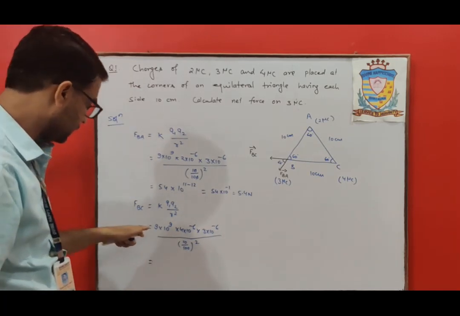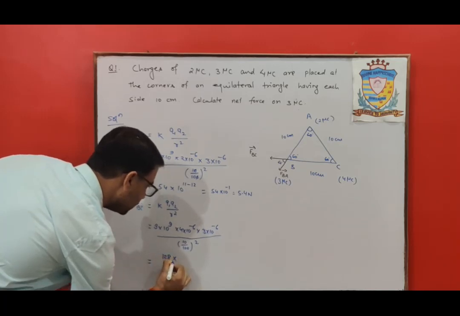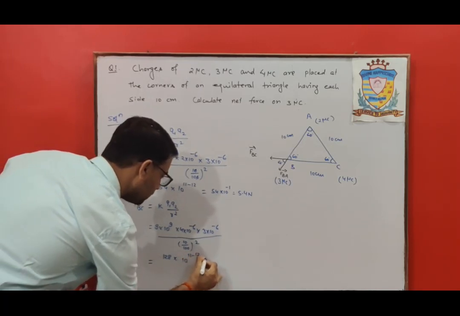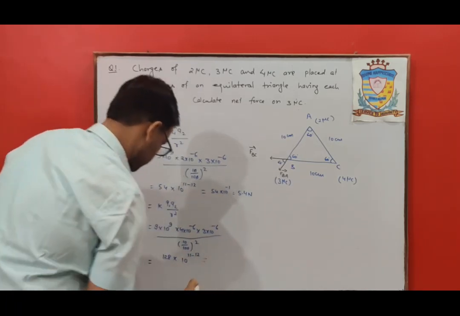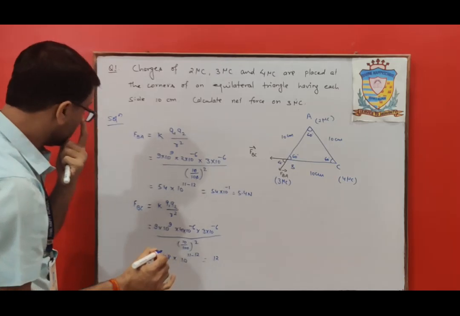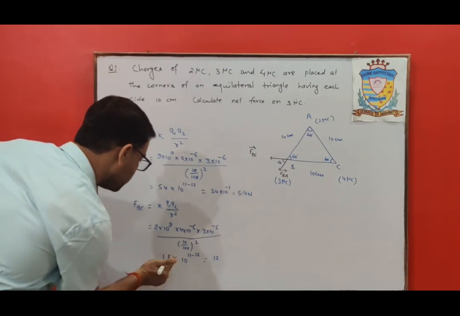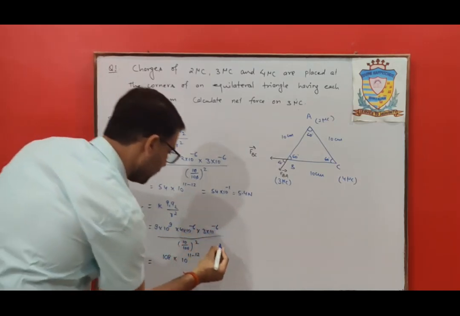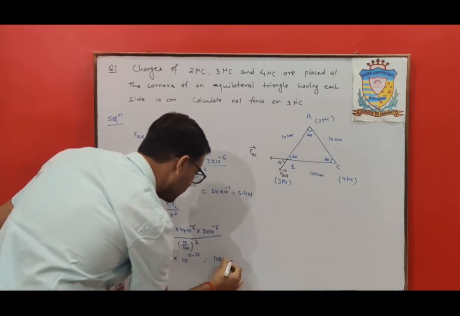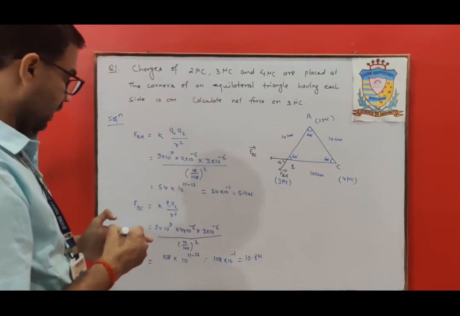Solve it. So here it is 4 3 are 12, 12 9 are 108 into, again the power will be same, that is 10 to the power 11 minus 12, which is equals to, sorry 12 9 that is 108. So 108 into 10 to the power minus 1, which is equals to 10.8 Newton. Okay.